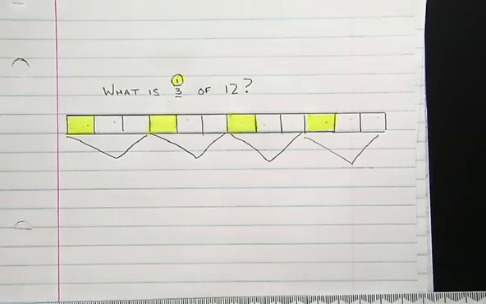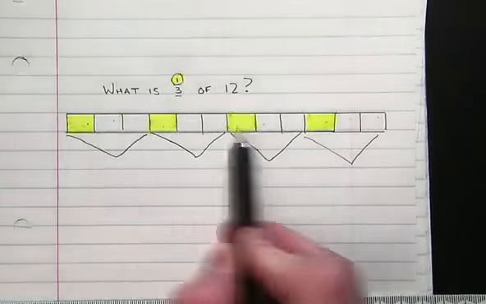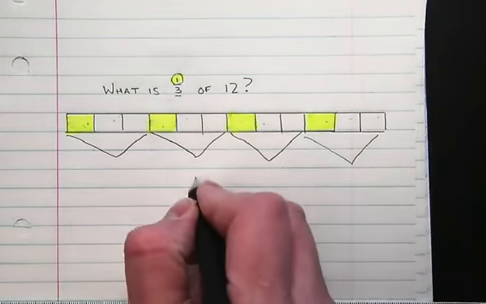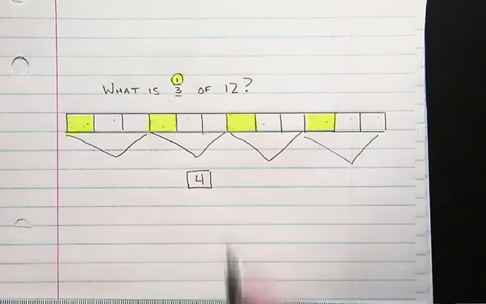And so now I just need to look at my highlighted section. In order to find a third of 12, I've got 1, 2, 3, 4 highlighted. So that would say that a third of 12, our answer, is going to be 4.